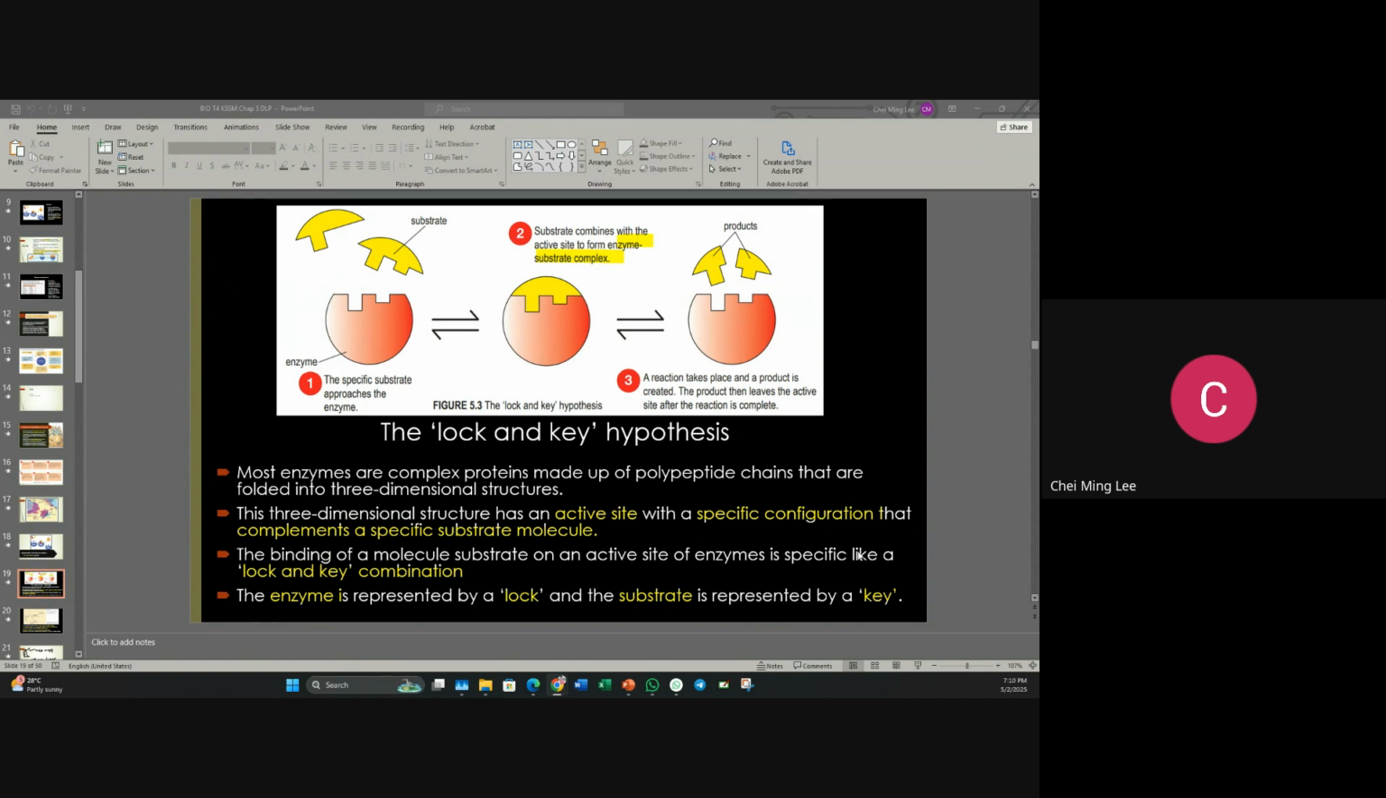Why is the substrate the key? Because the lock can be opened and closed, but the substrate is the one that comes in, whether you want to break down or combine. That's why the enzyme is like a lock, because it can be opened up and closed. The other one will be the key. This must be remembered. You must remember clearly which is lock, which is key.